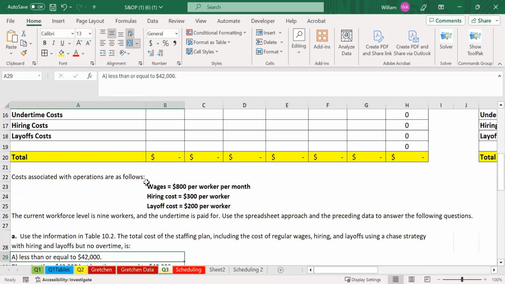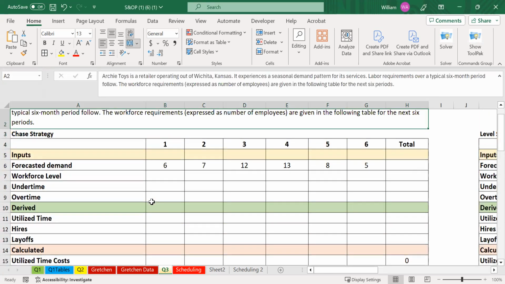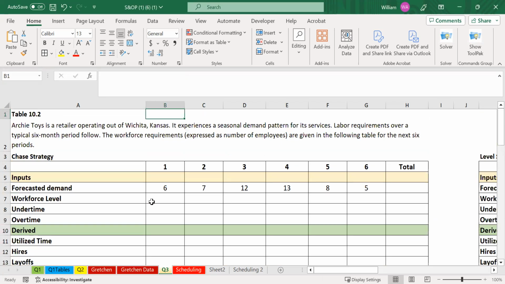We're given costs associated with wages, $800 per employee per month. The cost to hire a worker is $300. The cost to lay off a worker is $200. The current workforce level is 9 workers. Undertime is paid for, and we're told to calculate the cost of the strategy using a chase strategy as well as using a level strategy. Okay, so let's start with the chase strategy.